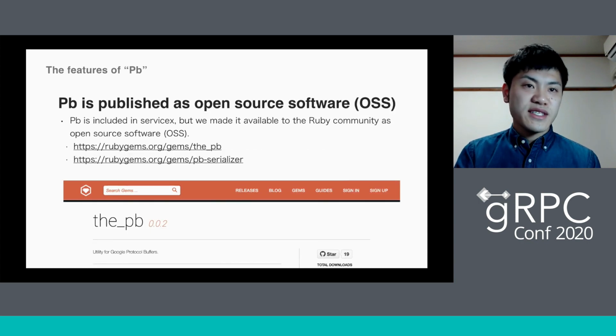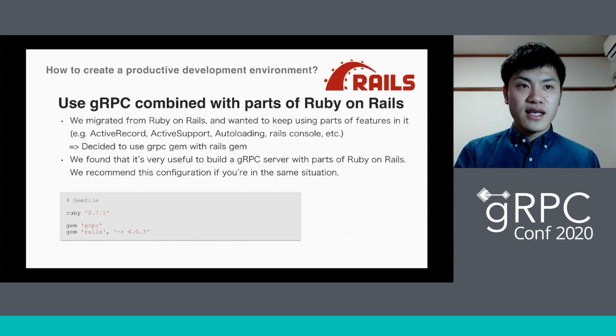PB is included in servicex, but we made it available to the Ruby community as open source software. So if you are interested, please try it. That's all for servicex. And the next topic is Ruby on Rails.